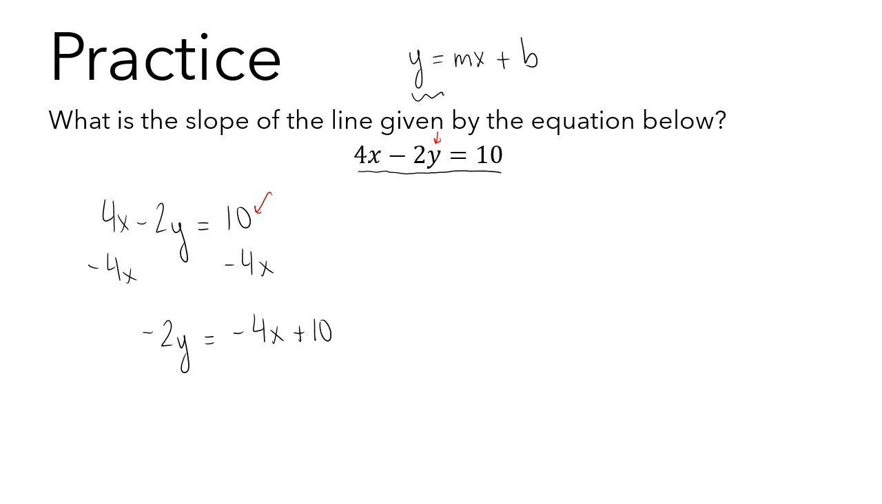Now I want to get the y by itself. It's not quite by itself, so I'm going to divide by negative 2. Whatever that number is, you divide by it. I have to divide both of these pieces over here by negative 2. I'm dividing everything by negative 2. So this brings me to y by itself equals negative 4 divided by negative 2 is positive 2, and positive 10 divided by negative 2 is negative 5. So that gives us 2x minus 5. Now it's clear that our slope is going to be 2.